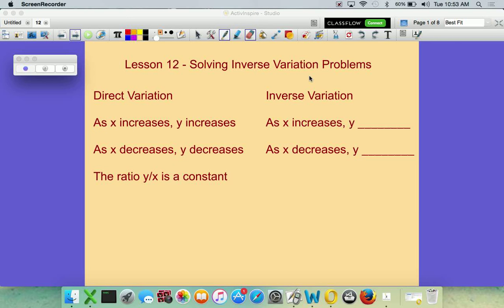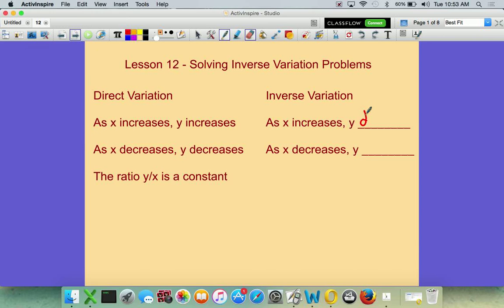The ratio of y divided by x is a constant. Well, inverse variation is just going to be the inverse of that. So since these two are both going in the same direction, these two must not be. So as x increases, y is going to have to decrease. As x decreases, then y has to increase.